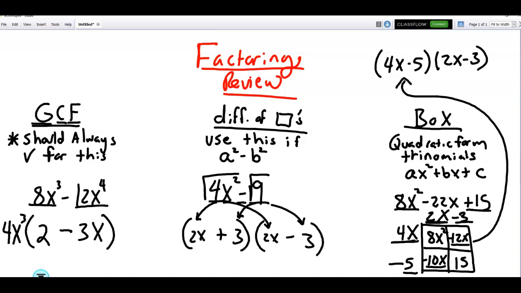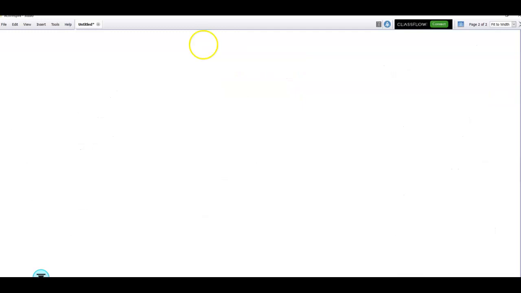Okay? Now, we have one more topic to discuss before I set you loose. We've talked about the three factoring methods, the GCF method, the difference of squares method, and the box method. But when it comes to factoring, sometimes you can factor more than once. How to factor completely.